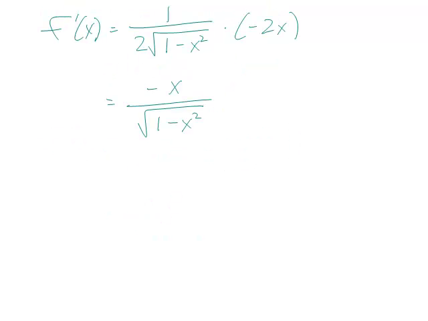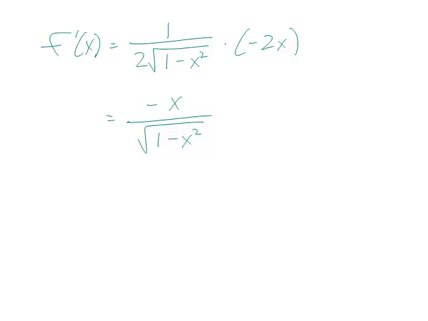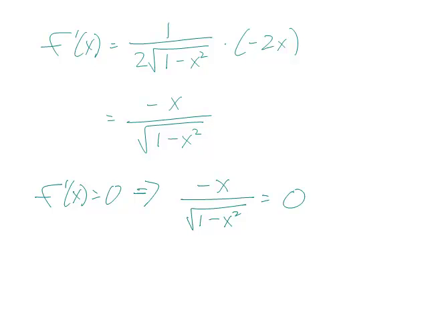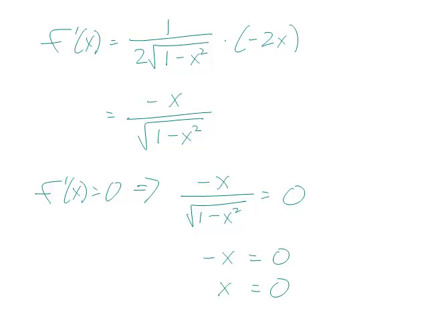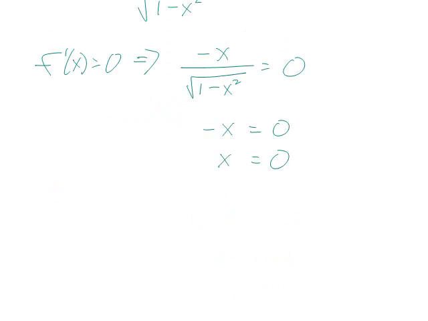Here we want to find the critical points of f of x. That means we set f prime equal to 0, which means negative x over root 1 minus x squared is equal to 0. When a fraction is equal to 0, remember that means the numerator is equal to 0. We can, for now, ignore the denominator, so we see that x equals 0 is in fact a critical point. But the problem is, what about the denominator?